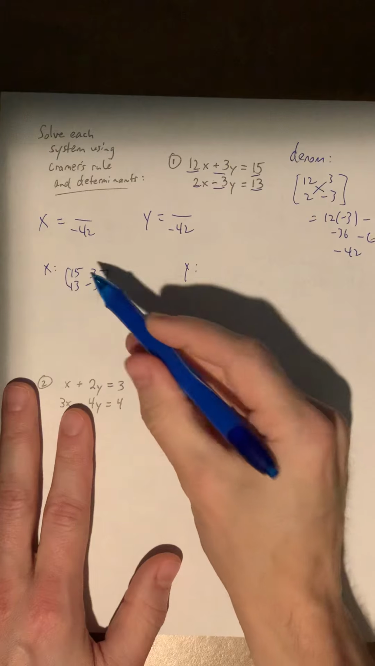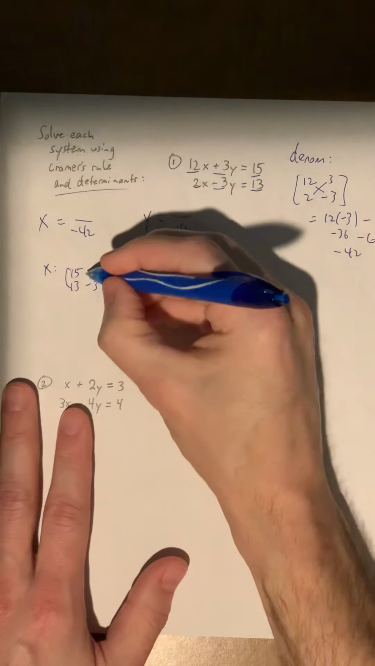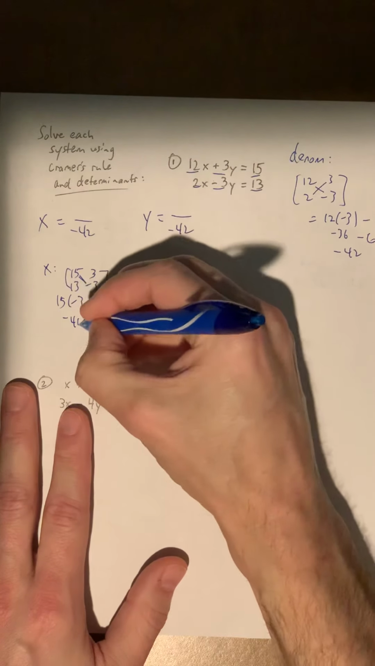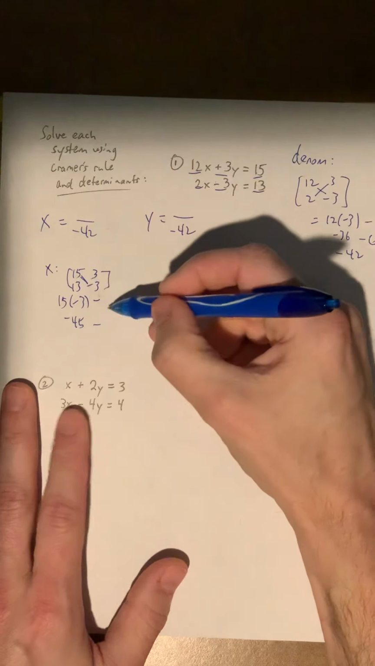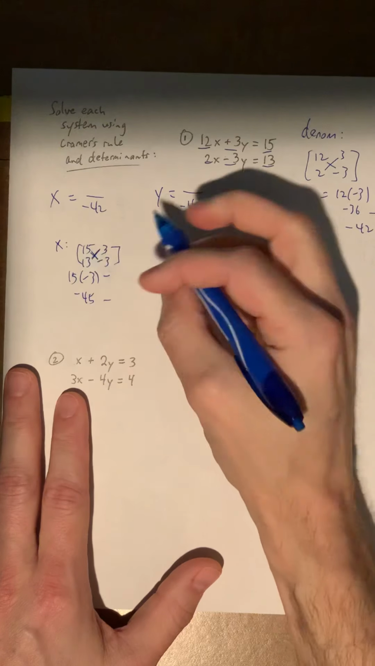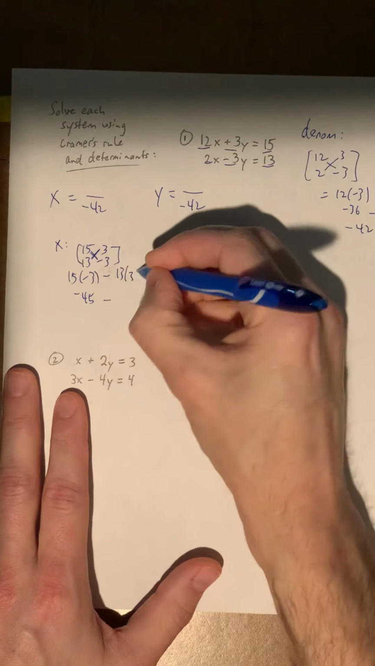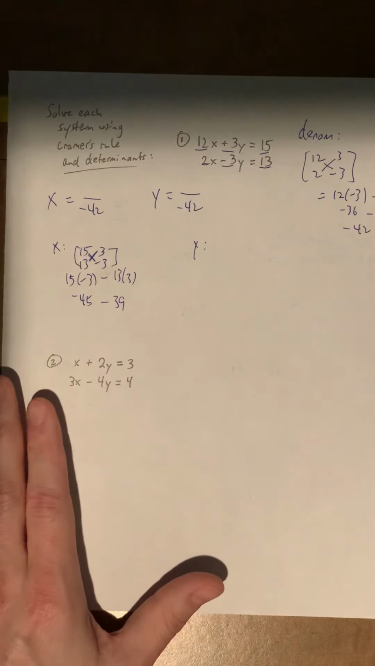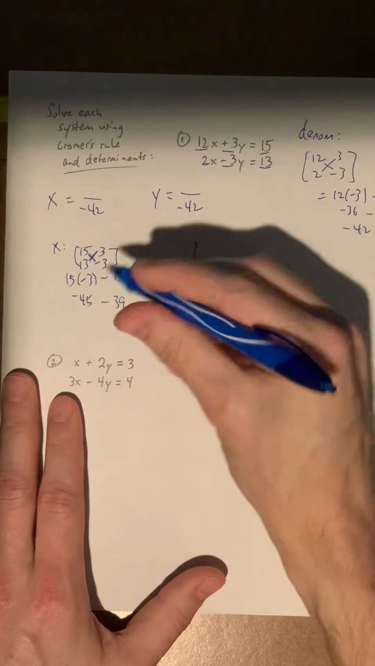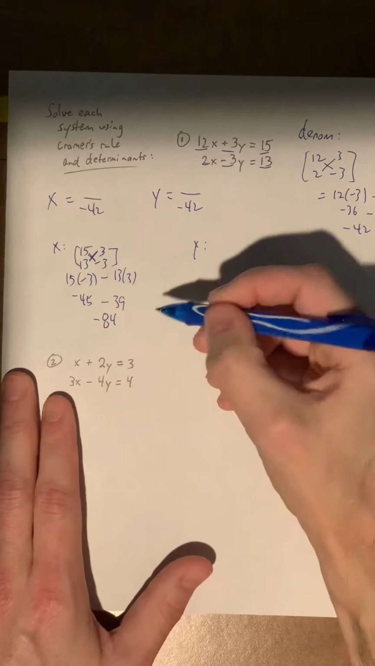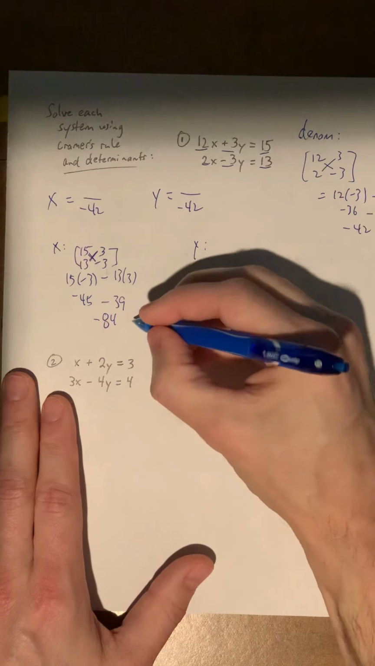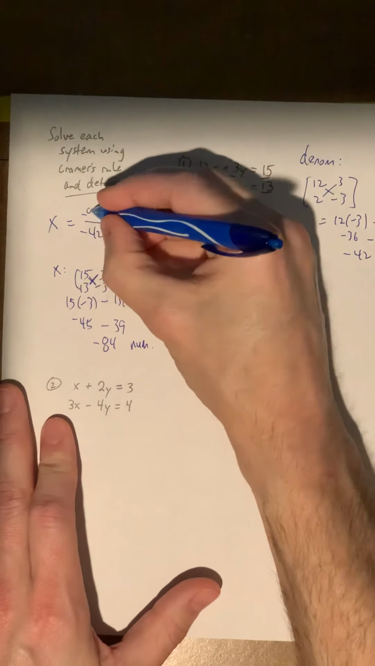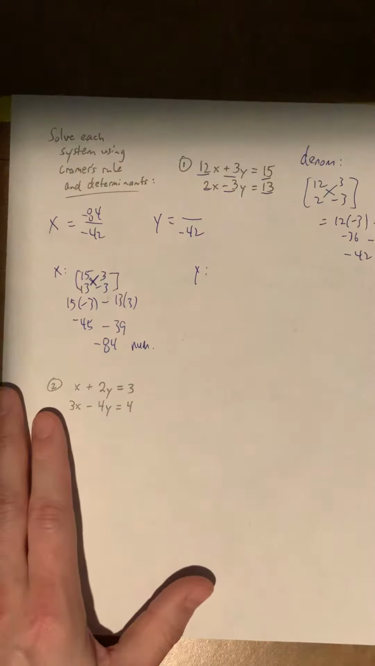Okay? And now we find the determinant of that. So 15 times negative 3 is negative 45. And we subtract 13 times 3, which is what? 39. And negative 45 minus 39 is negative 84. So that is your numerator for x. So you put negative 84 over negative 42.